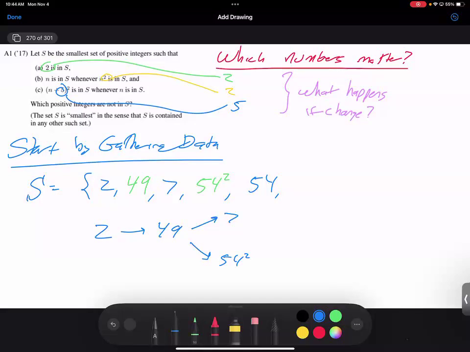And from 7, what do we get? So we get 144, which is 12 squared. Nothing else. And that's it. So maybe we should write it this way. 2 gave us 49, and 49 gives us two things, 7 and 54 squared. 7 only gives us 144. What about 54 squared? What does that give us?